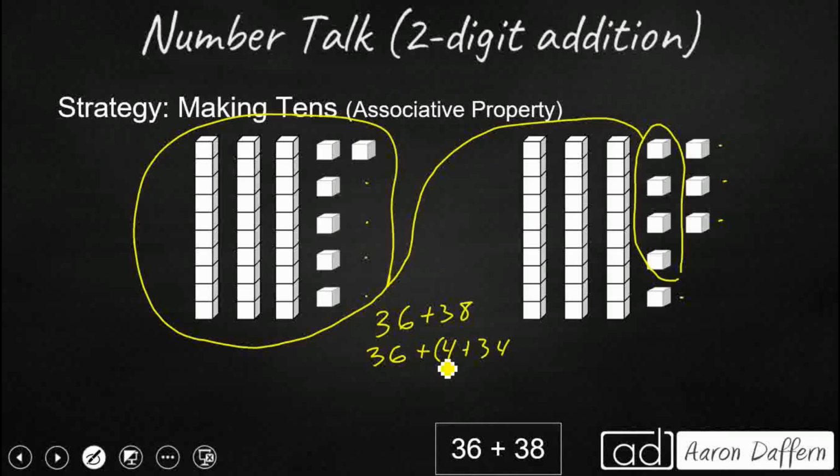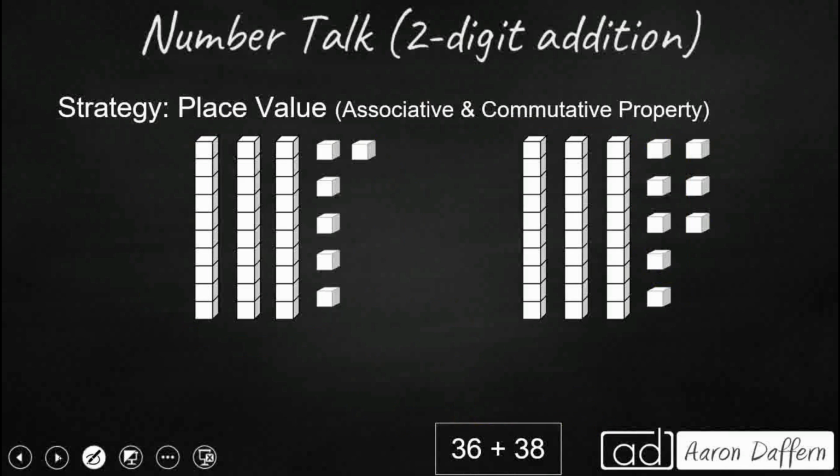So what I do is I break up that 38 into a 4 plus 34, and then my associative property just lets me regroup, so I can do my 36 plus 4 together. That's going to be pretty easy. 36 plus 4, that gets me that 40 that I was looking for. 40 and 34, that's a lot easier to add mentally, and that's going to still give me my 74. So you can make a 10 with that first add-in.